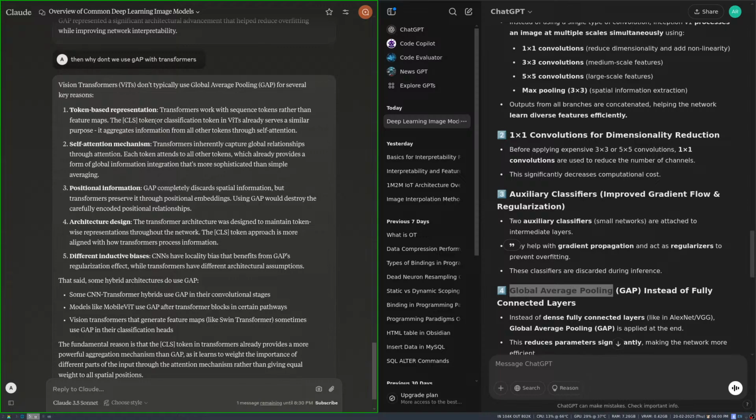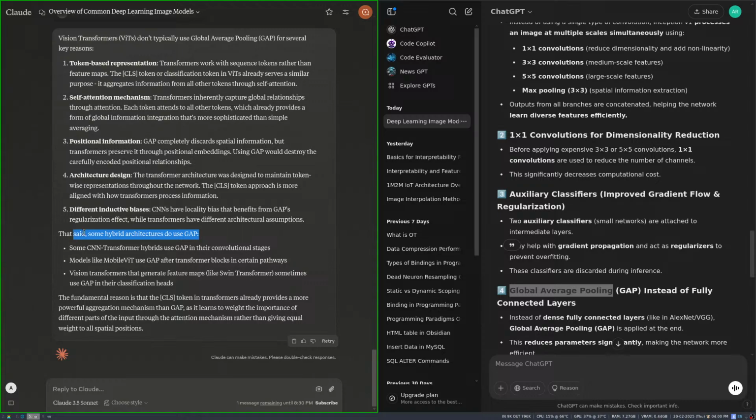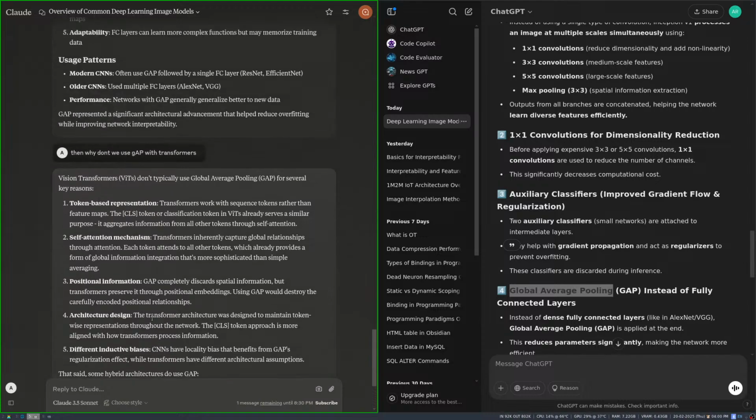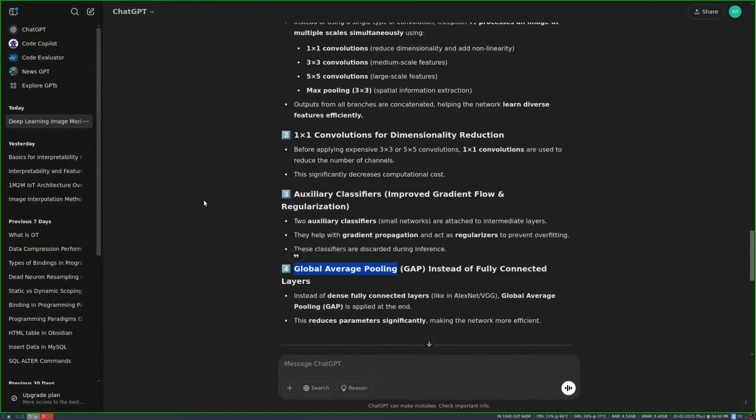The CLS token, or classification token, in the ViT already serves a similar purpose. The CLS token in transformers already provides a more powerful aggregation method than GAP, as it learns to weigh the importance of different parts of the input through the attention mechanism, rather than giving equal weight to every spatial position. I don't get it. I think I have to use something.